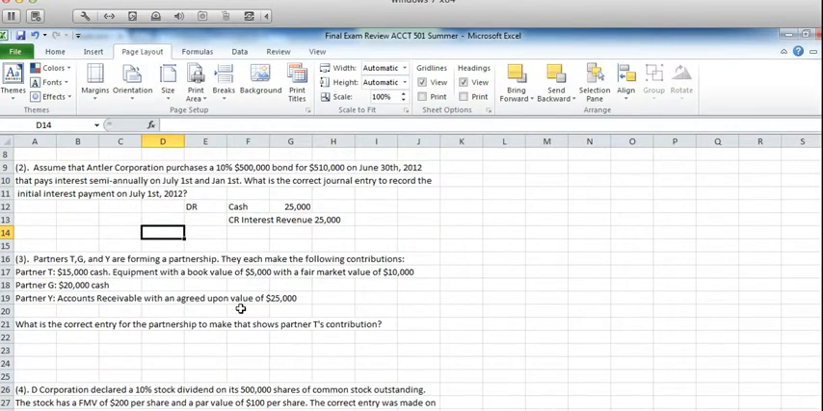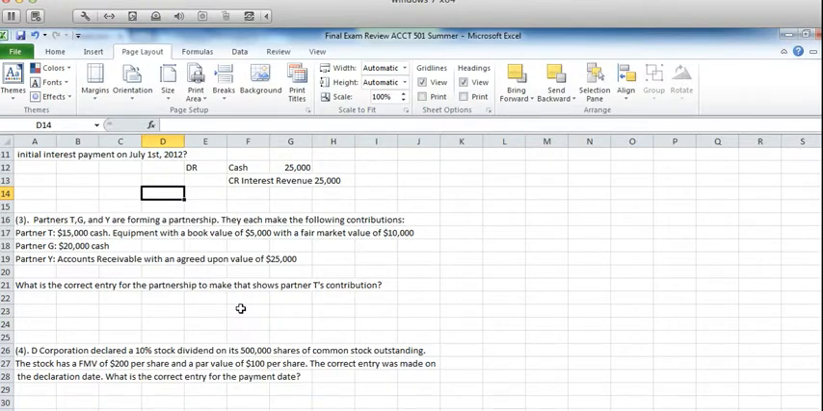So remember to always pay attention to which point of view you're actually being asked about. Okay, number three, partners T, G, and Y are forming a partnership. They each make the following contributions. So we've got, for partner T, $15,000 cash, equipment with a book value of $5,000 and fair market value of $10,000. Partner G is just giving cash of $20,000, and partner Y is giving accounts receivable with an agreed upon value of $25,000.